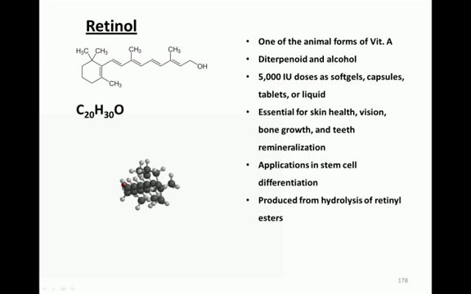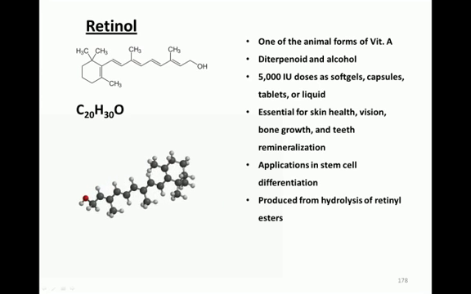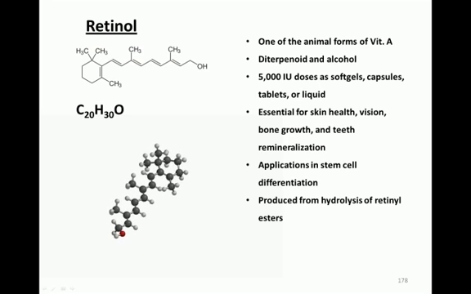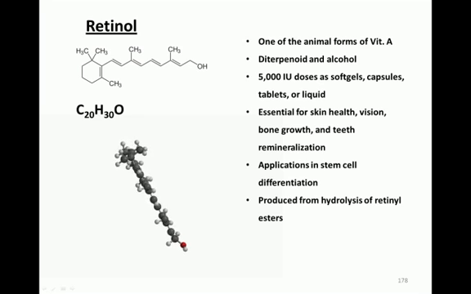Retinol. It's one of the animal forms of vitamin A. It's essential for skin health, vision, bone growth, and teeth remineralization. It also has applications in stem cell differentiation.